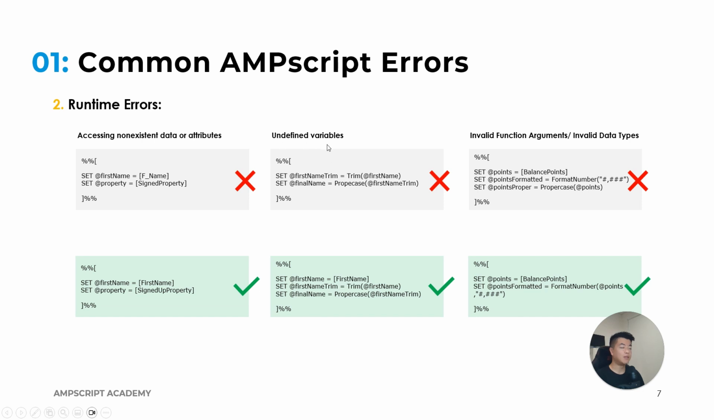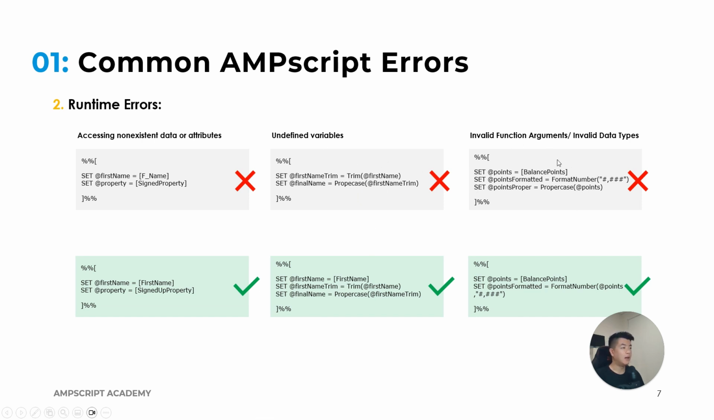So this f_name, supposedly to be first name, needs to exist in the sending DE, or else you'll get an error. Undefined variables. So this is a scenario where you're a step ahead. So you didn't retrieve the field name first to set it as a variable, right? So then when you're creating a new variable, when you're using a function, referencing a variable that you didn't previously set, that will run into an error. So in this example here, straight off the bat, we're doing set @firstNameTrim equals trim @firstName. But we haven't set the @firstName variable yet, right? We need to set it from the sending data extension, retrieve that field, set that as a variable before we can use it in the trim function.